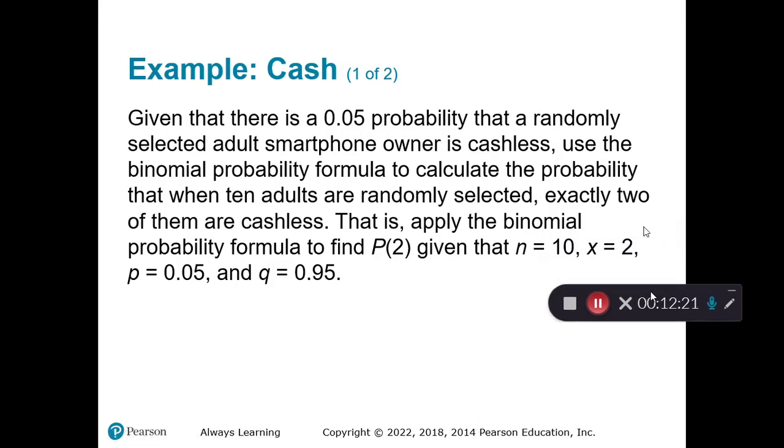So let's look at how to find the probability that if we randomly select 10 adults, exactly 2 of them are going to be cashless. Again, the probability that any individual is cashless is 0.05. The probability that the person is not cashless is 1 minus that probability, or 0.95.